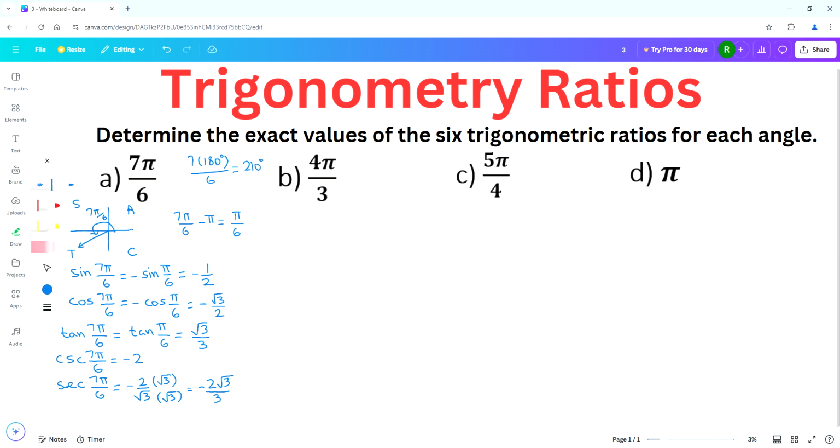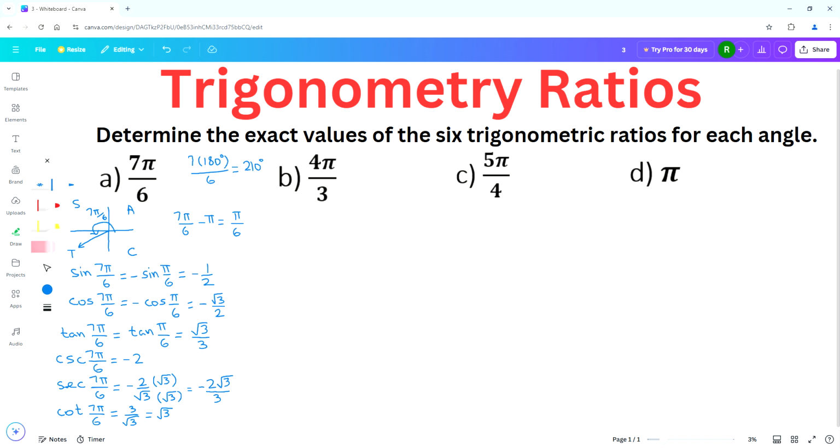Next, we can find the value of cotangent ratio. Cotangent is the reciprocal ratio for tan. For tan, we got the answer square root of 3 over 3. So the answer for cotangent will be equal to 3 over square root 3, which can be simplified to just square root of 3. So we are done with part A.